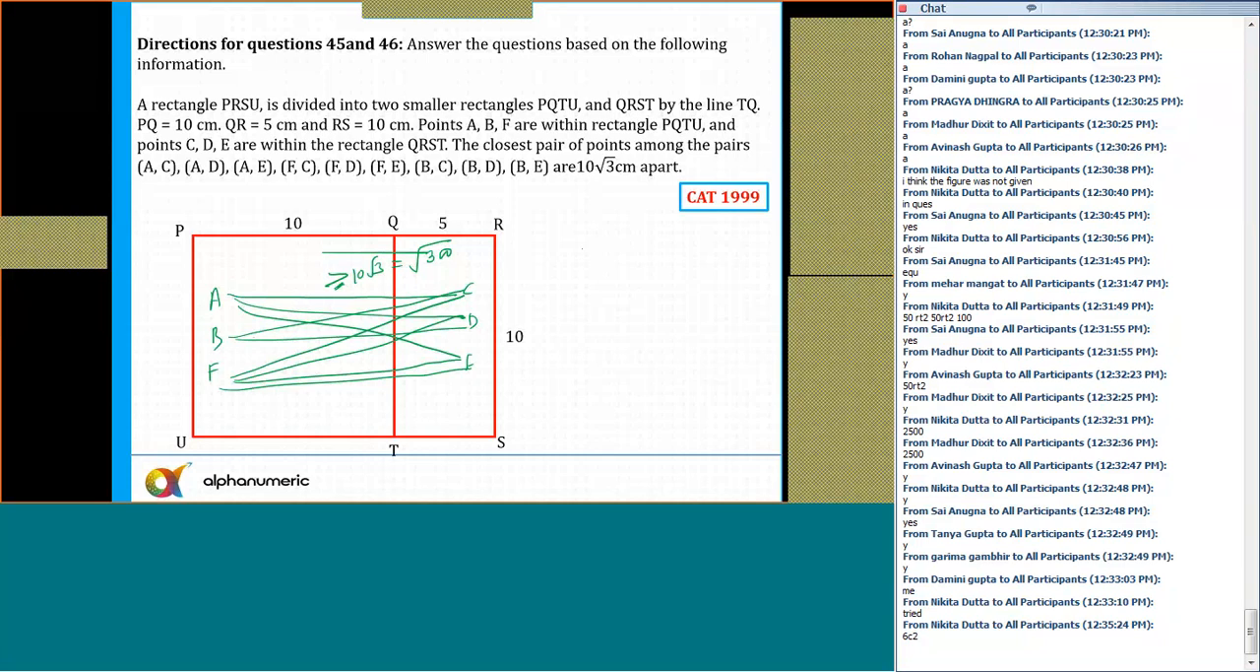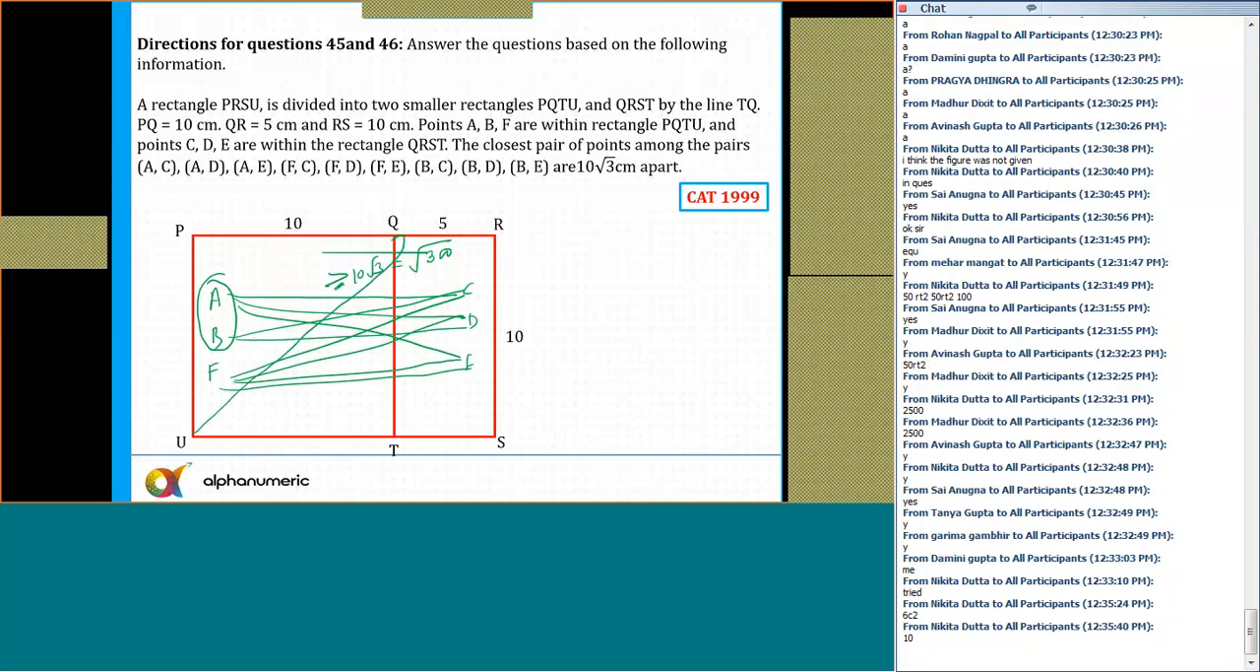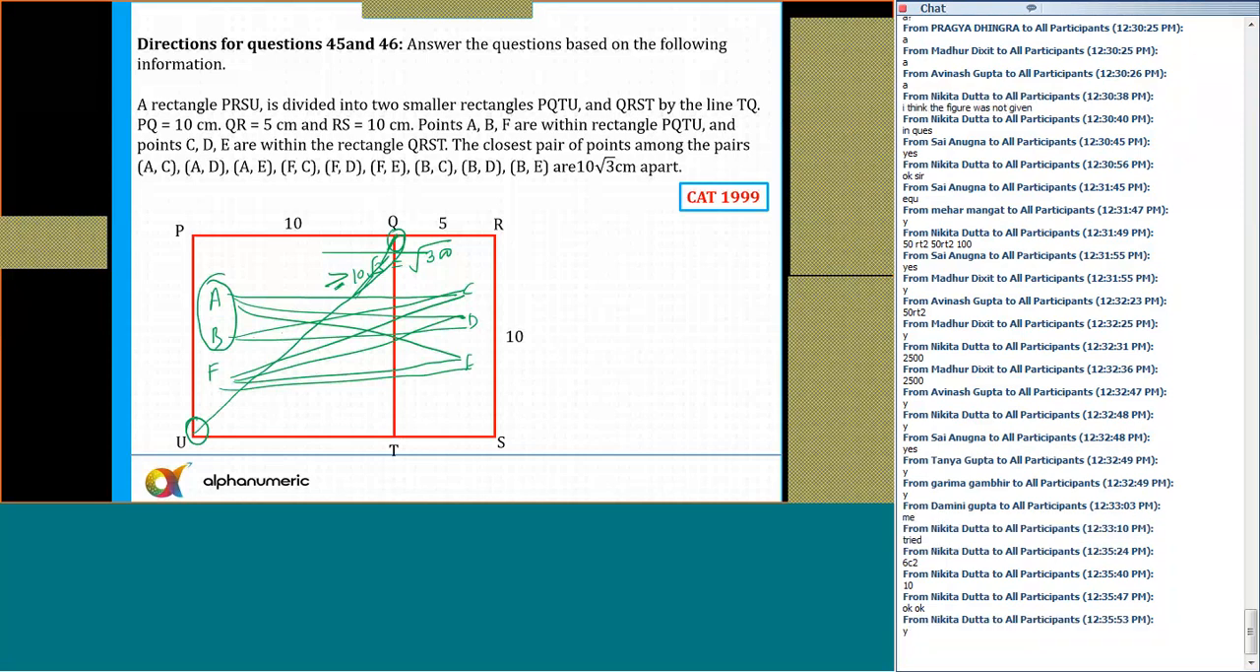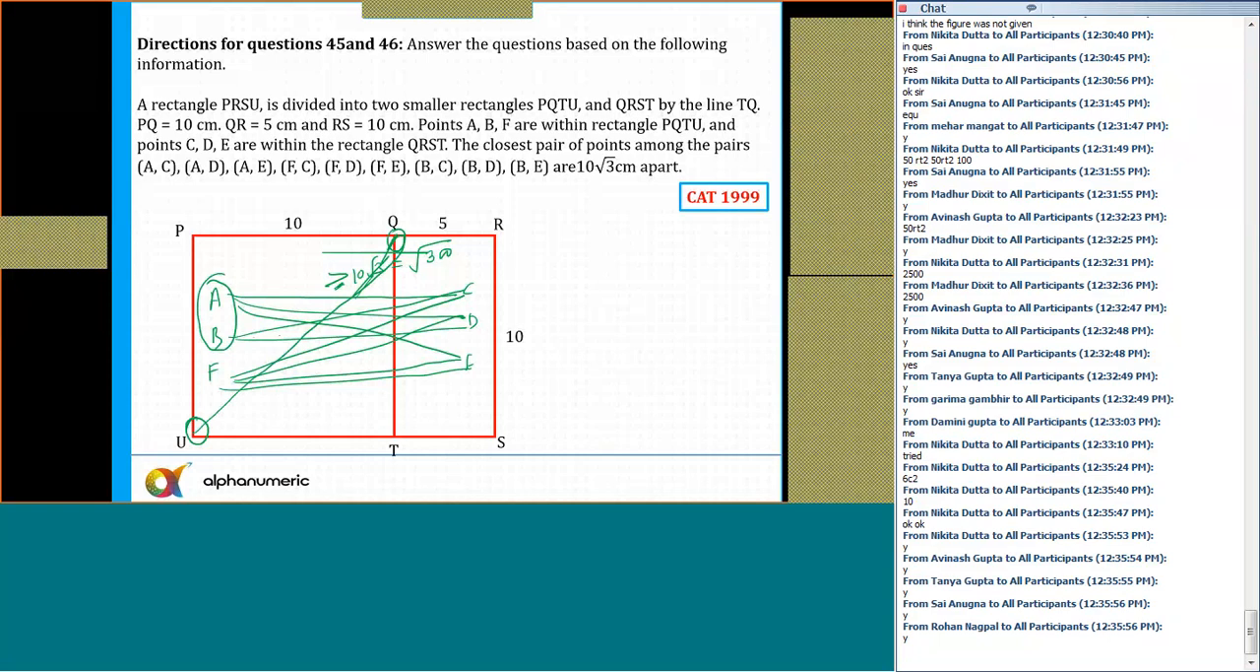If I take any 2 points within the rectangle PQTU, what is the maximum distance between A and B? Can you say the maximum distance between A and B? It can be equal to 10 root 2. All of you? No, this is if I take 1 point at U and 1 point at Q. So the maximum distance between A, B, F can be equal to 10 root 2. Yes or no? But can it be exactly 10 root 2?